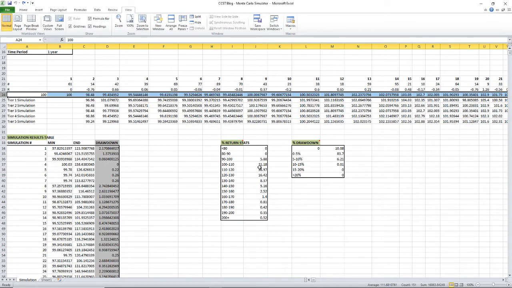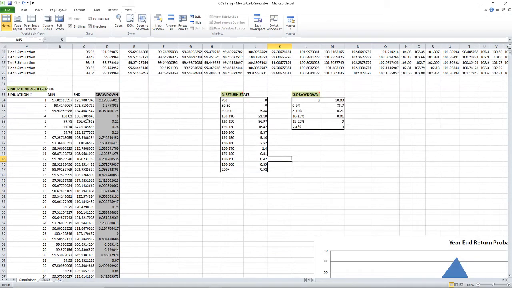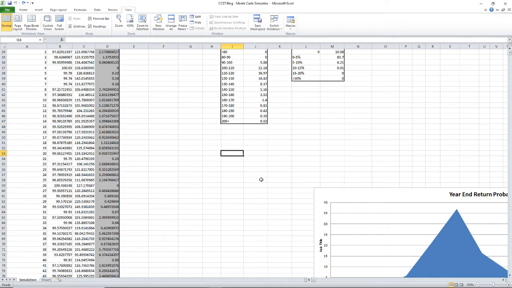And this is the return statistics, so just a 5.88% chance of ending up with between 90 to 100 at the end of the year. Hopefully that's pretty self-explanatory. This is the drawdown that I can expect, the maximum drawdown. So there's an 83.7% chance that I'll end up with a drawdown between 0 to 5% during the year. This is the 10,000 results that I actually simulated, so they all go here. And yeah, that's the simulator.